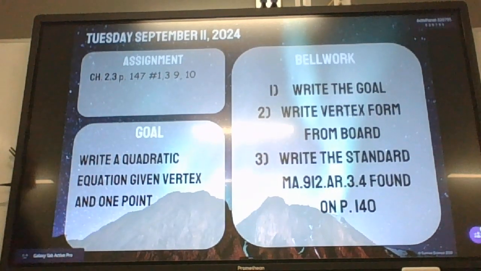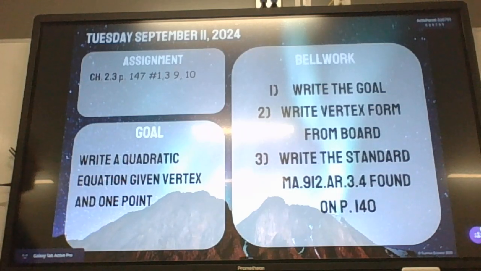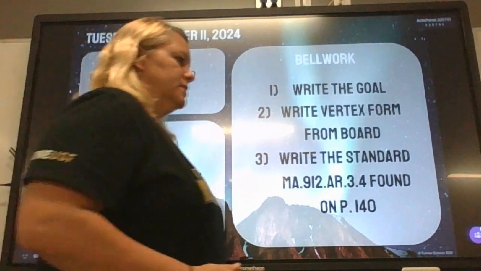Okay, so our goal is to write equations. So notice it doesn't say to graph. We're not graphing today. We'll check the graphs, but we're actually doing math today, plugging in and rewriting and all that. So we're writing equations given a vertex and a point. It says write vertex form from the board, and I don't have that up yet.